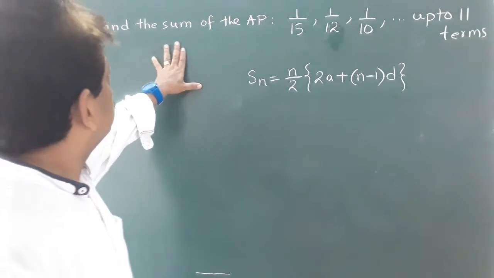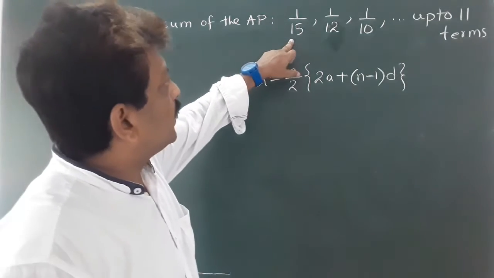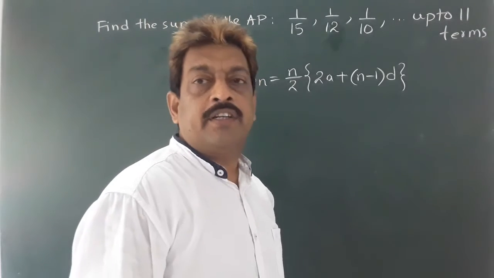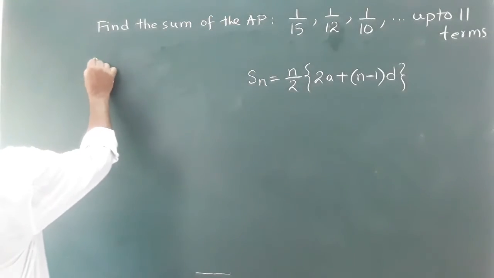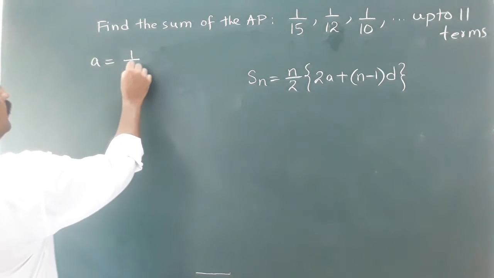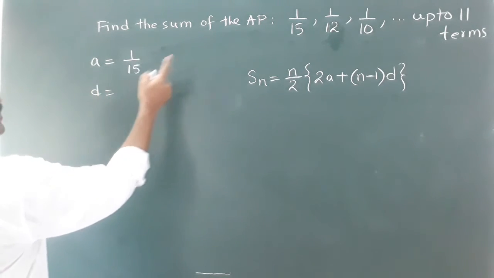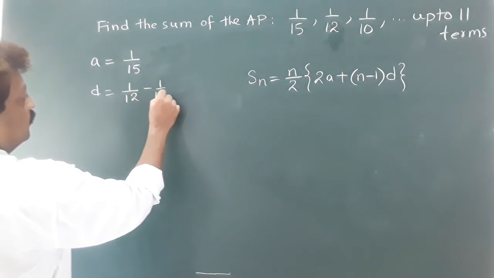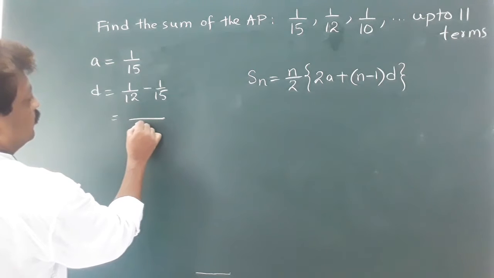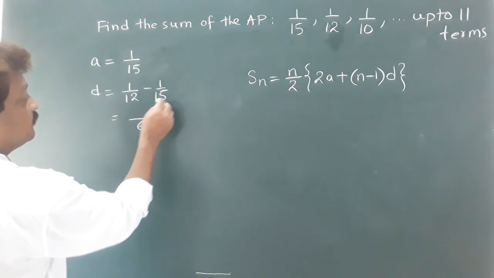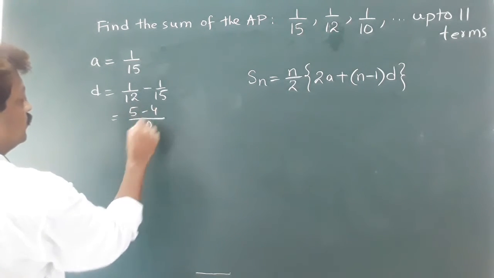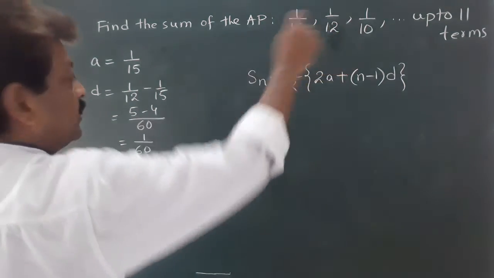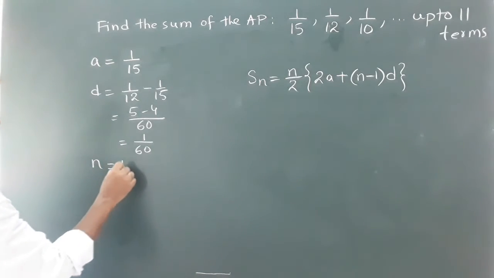So there is another question. Find the sum of the AP 1 upon 15, 1 upon 12, 1 upon 10 up to 11 terms. So here the first term a is 1 upon 15, d equals second term minus first term, that is 1 by 12 minus 1 by 15. The LCM is 60, so 5 minus 4, that is 1 upon 60, and the number of terms n equals 11.